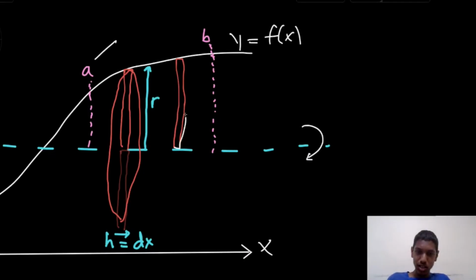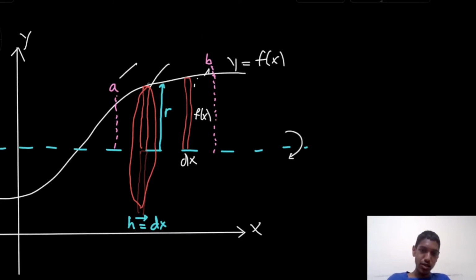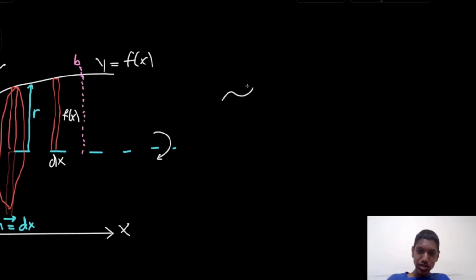That's what this whole rectangle implies: the small width of this rectangle is dx, and the height is f of x at that point, wherever it is. So the end result is you basically just do pi r squared h, right? Well, not just this particular one, right?